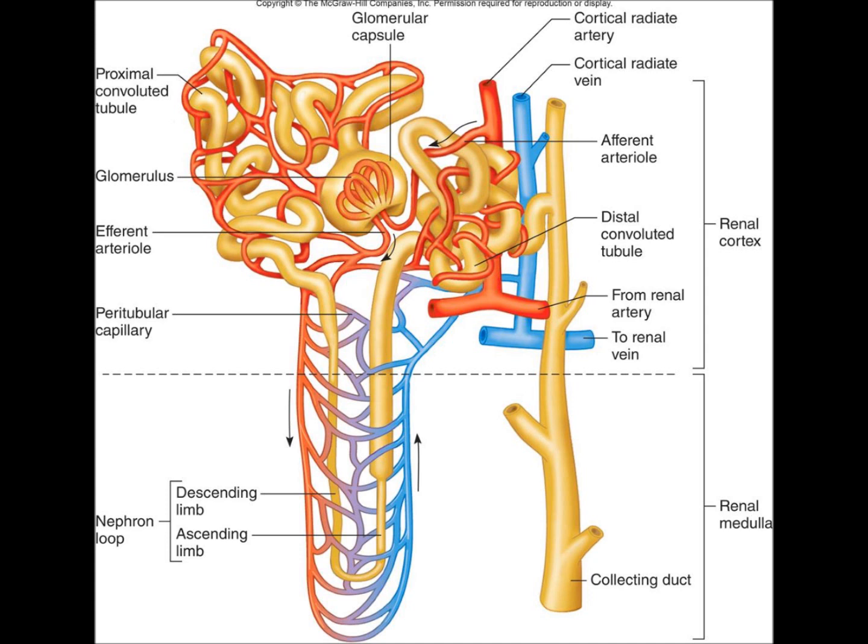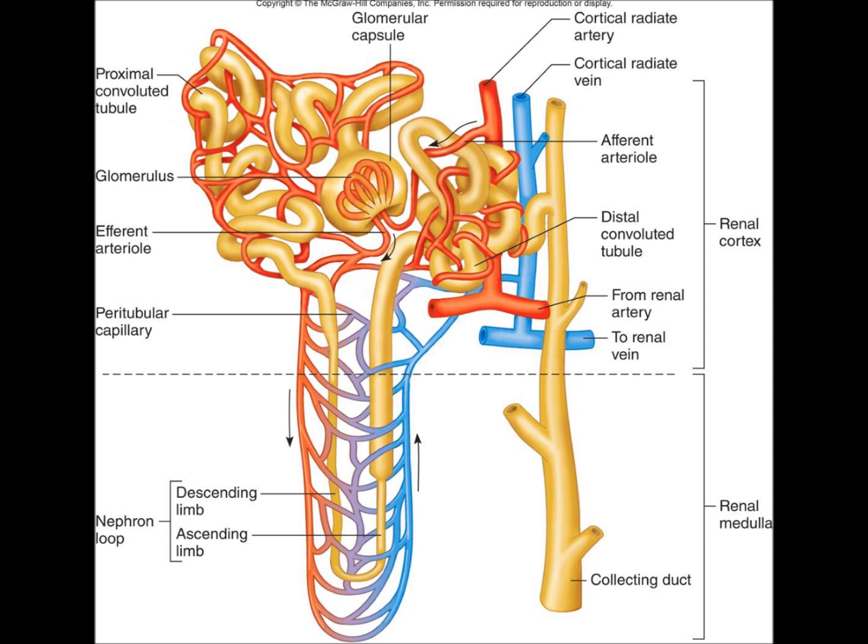There is then the proximal convoluted tubule on the left, the nephron loop, which dips down into the medulla, and lastly, the distal convoluted tubule. The urine the nephron creates is then drained into the collecting duct to be removed from the body.